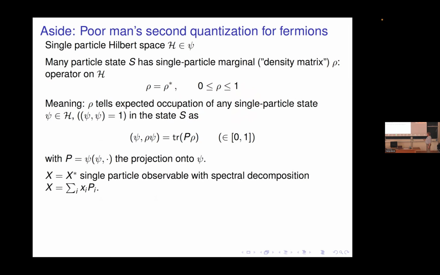And then if you have an observable X, and you want to know what is the single particle observable, many particles contribute to that observable. How much it contributes can be inferred by just knowing the single particle density matrix of that many body state. All you've got to do is take your observable X, multiply this with the single particle density matrix, and take the trace.